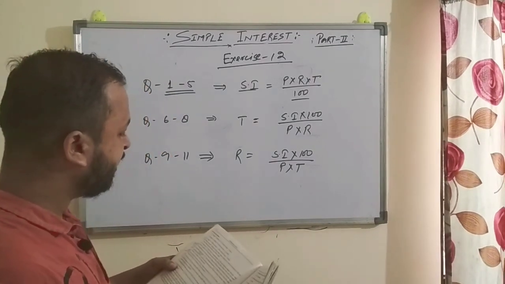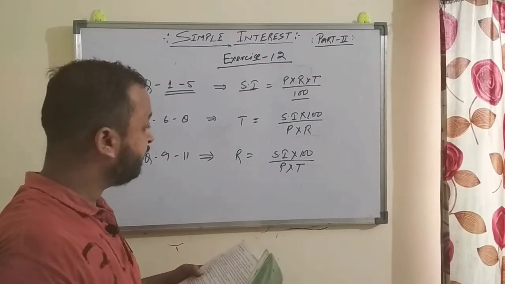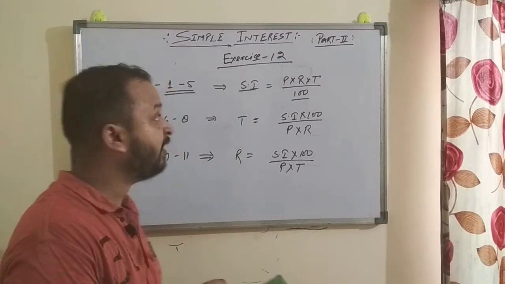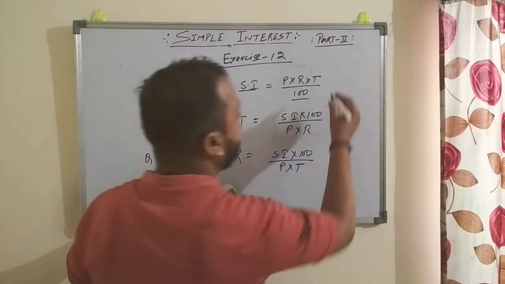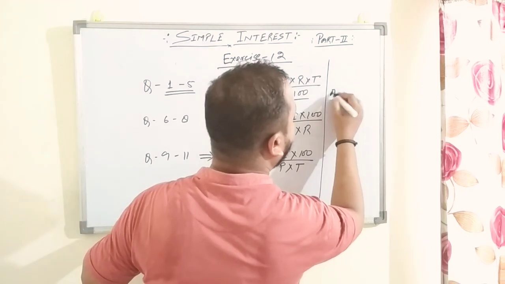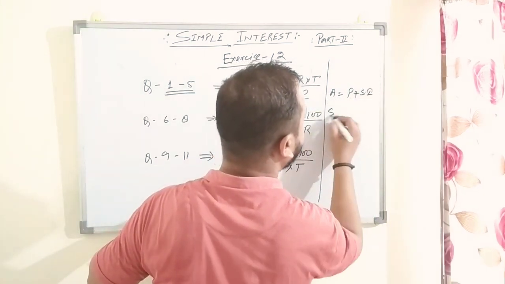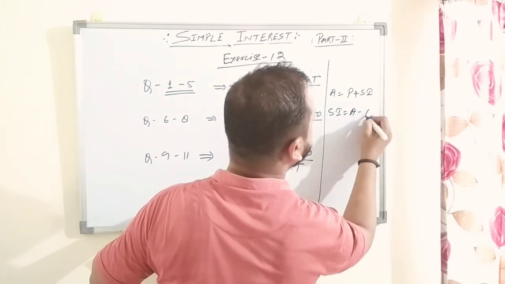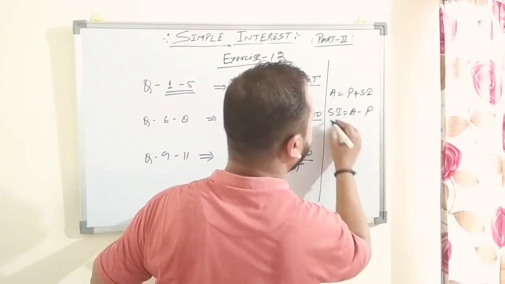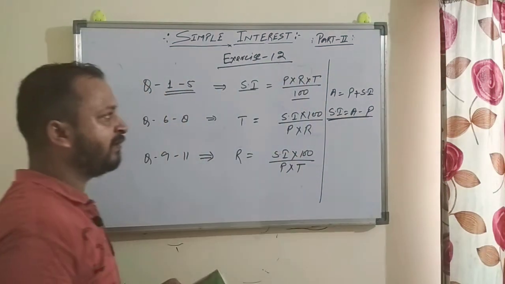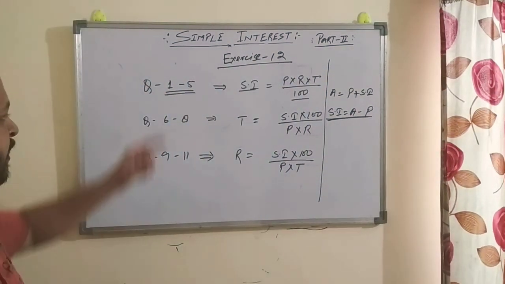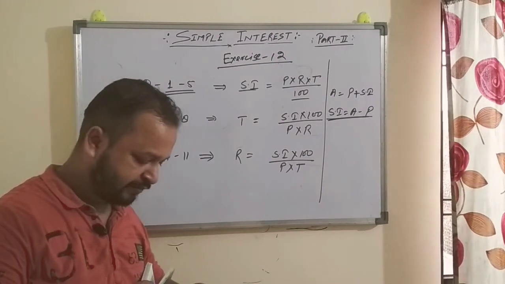And in some questions SI is not given. If suppose SI is not given, amount is given. So you know one more formula, right? Amount is what? Principal plus simple interest. So SI is A minus P, means amount minus principal. You can find it out, right? So by using these formulas, solve these questions, right?